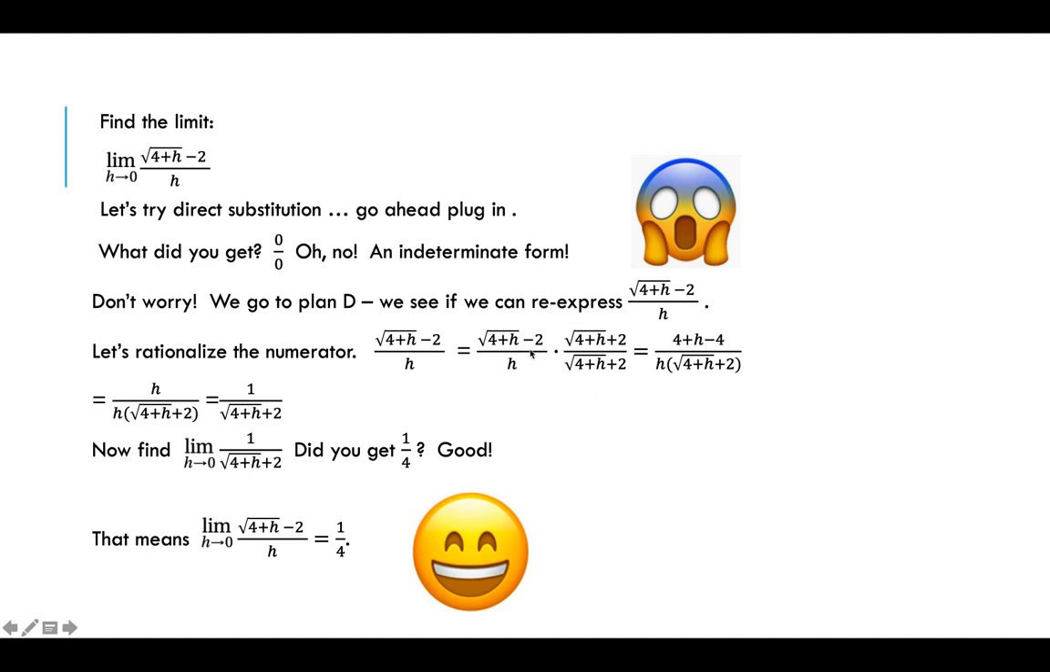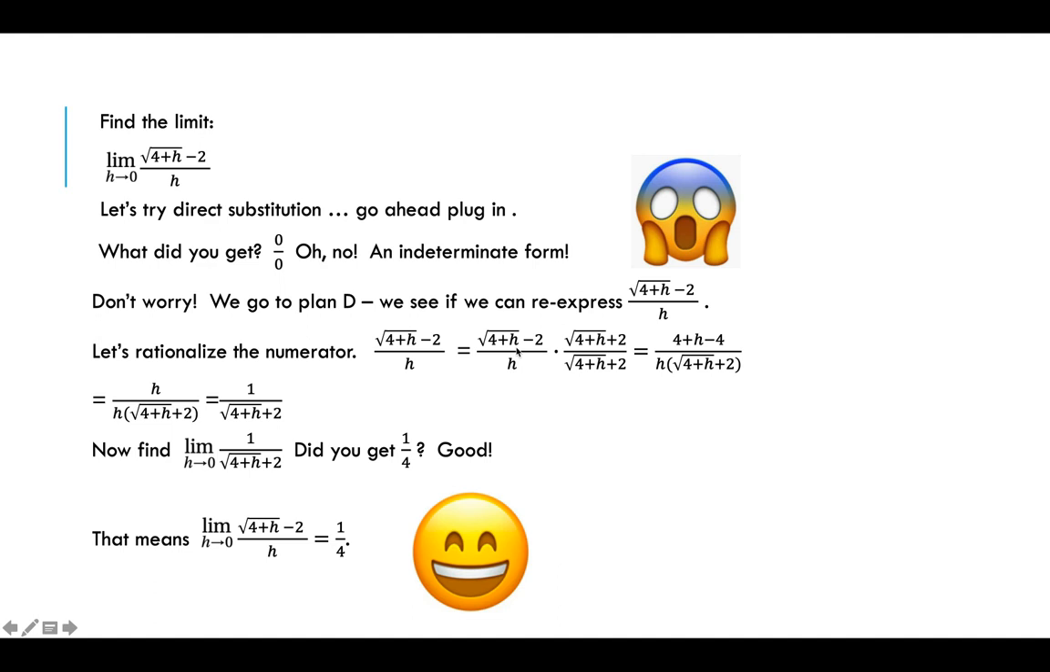So we've got the square root of 4 plus h minus 2 over h, and we're going to multiply top and bottom by the square root of 4 plus h plus 2 over the square root of 4 plus h plus 2. So this is the conjugate. The square root of 4 plus h plus 2 is the conjugate of the square root of 4 plus h minus 2. Remember, the cool thing about conjugates is that when you FOIL them out, the middle terms always cancel. That's why you have to have one minus and one plus.